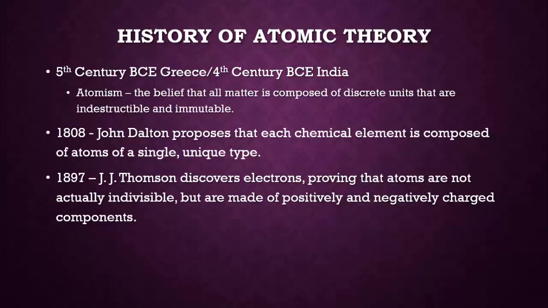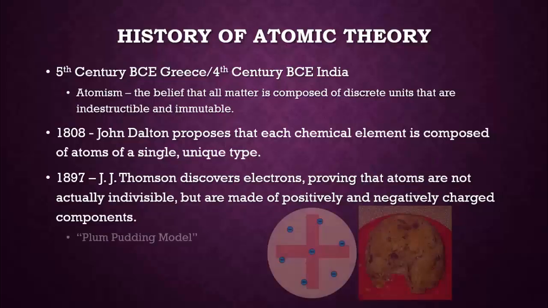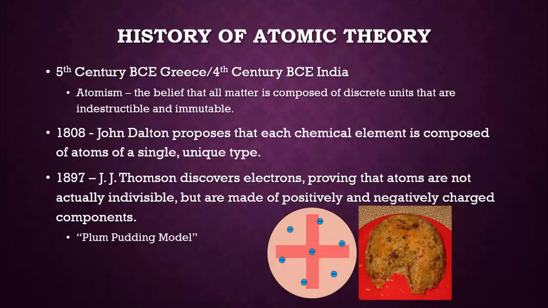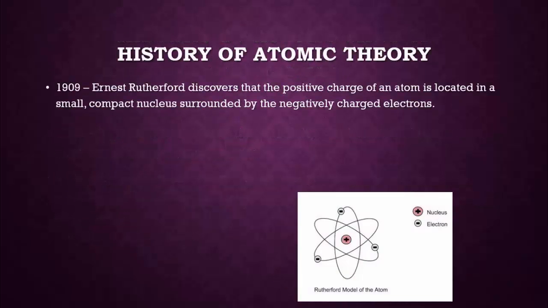Almost 90 years later, J.J. Thomson discovers the electron, proving that atoms are not actually indivisible, but are made of positively and negatively charged components. This is often referred to as the plum pudding model. In 1909, Ernest Rutherford discovers that the positive charge of an atom is located in a small, compact nucleus surrounded by the negatively charged electrons. This comes from the famous gold foil experiment.